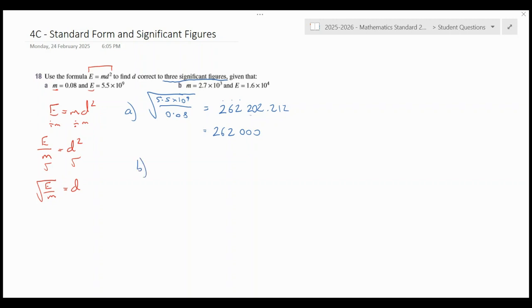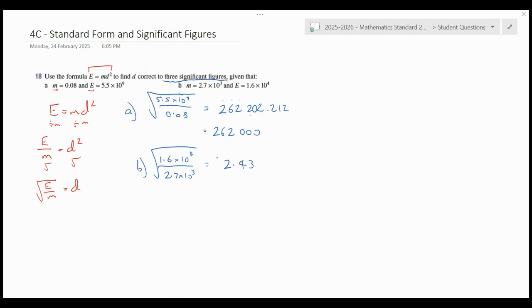Question B is very similar. We're still using the same formula. I've got e, which is 1.6 times 10 to the power of 4, over m, which is 2.7 times 10 to the 3. Then I'm going to do a square root of that. And when I chuck that into the calculator, I'm going to get 2.43. That is my three significant figures.